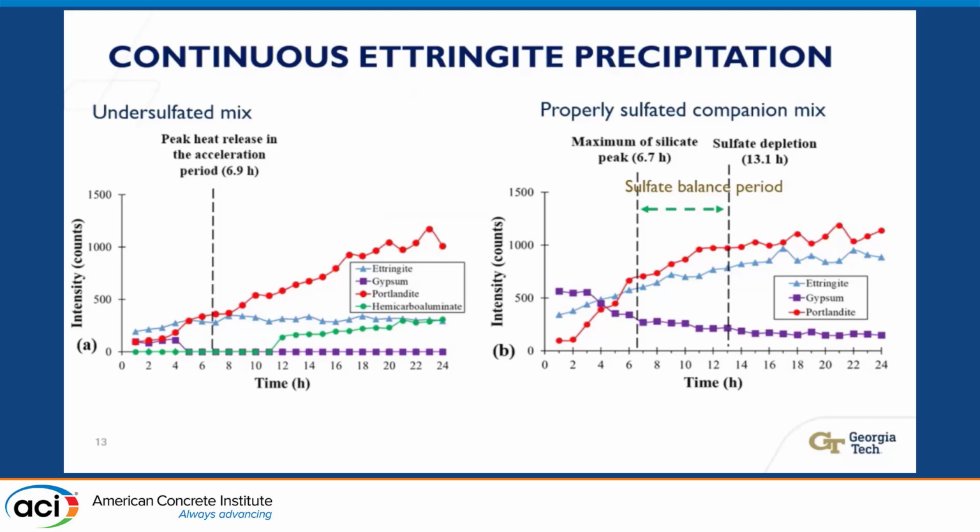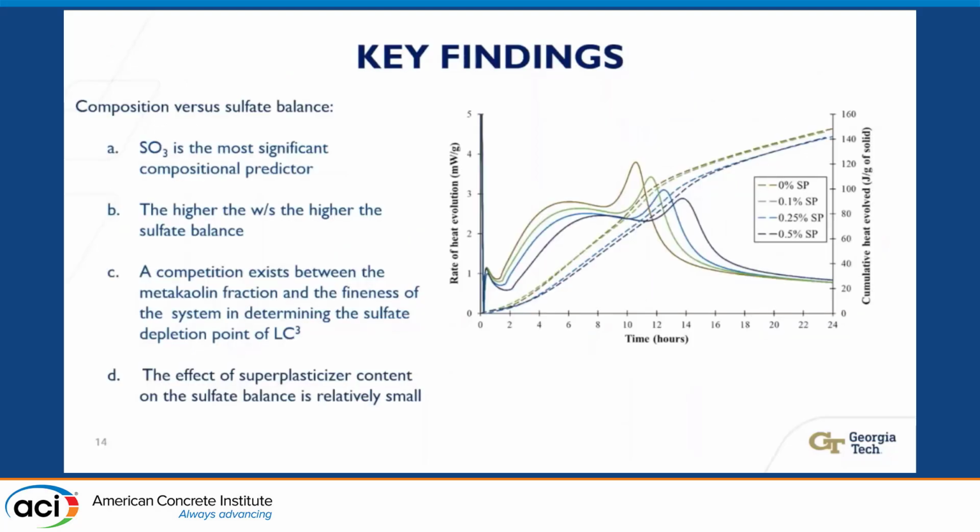So, in comparing the results from an undersulfated mix, where we see very rapid ettringite formation, to the properly sulfated mix, what he's done is featurize these according to some of these derivative plots, and specifically tied them to the kinetics of forming certain phases. And so what we're seeing here is that when we achieve the sulfate balance, we get a much more orderly formation of these phases, rather than rapid depletion of some and formation of others.